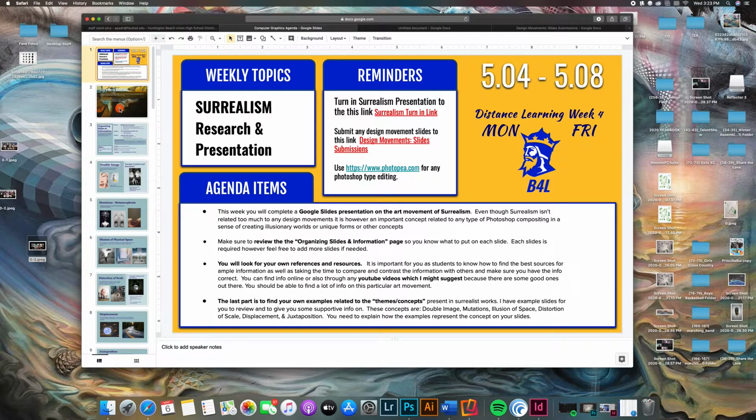Let's see, moving forward here, agenda items. I'd really recommend that you guys try not to do this all in one day. It will probably be a lot, and if you do it in one day, you'll probably be missing some information, or the information will be really minimal. So what we're going to do is, just like the design movement research and presentation, do the same thing.